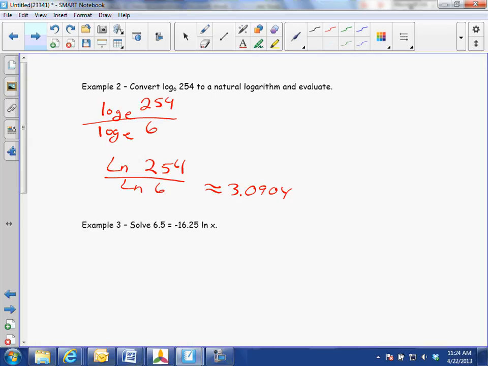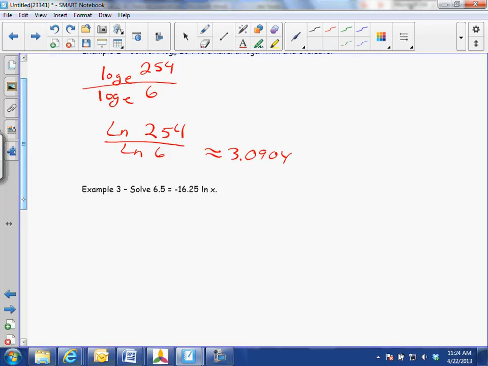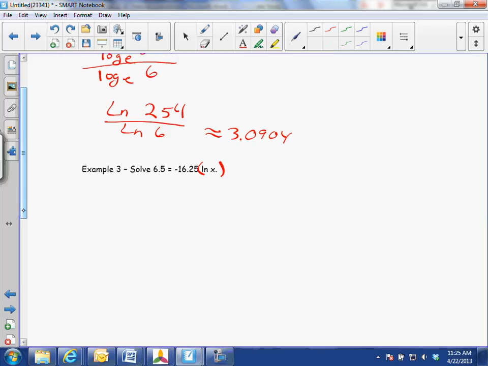Okay, with this one, when you have a natural log, just like before when we wanted to get the logs by themselves, we use the calculator, same idea. So we want to get this guy by itself. What are you going to do first? Minus, plus 16. No. Okay, treat the natural log of x like it's just a variable, it's a y. So I have negative 16.25 times y, and I get rid of the negative 16.